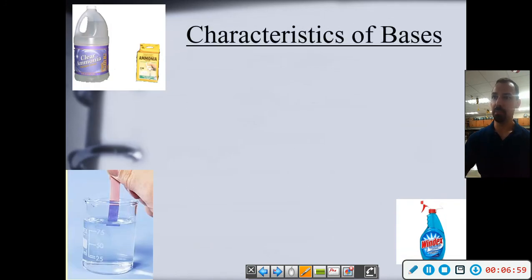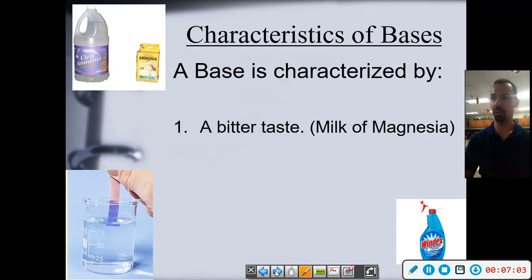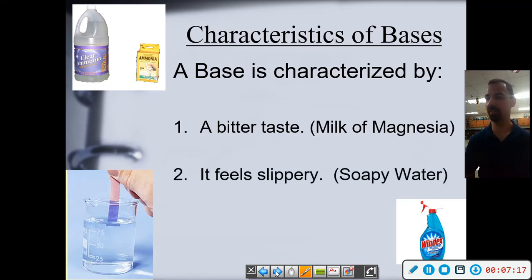Bases, on the other hand, are also very dangerous on the far end of the scale. They have a bitter taste. Milk of magnesia is something we use to settle our stomachs when we're not feeling well. So that's a base, because stomach acid is very acidic, so we want to calm that down sometimes. Bases feel slippery. Soapy water is an example of that. So you know that feeling.